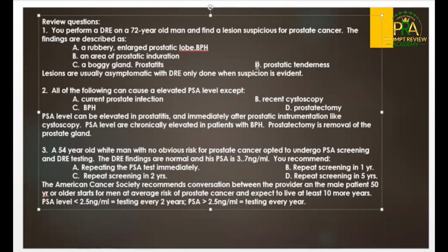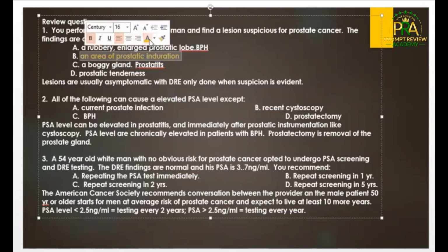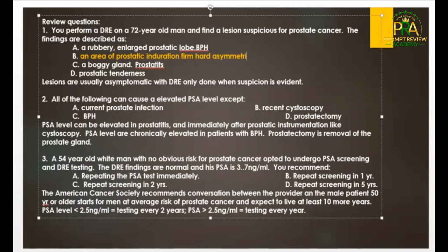Then prostatic tenderness, which is still your prostatitis. So if you go with B, you are correct. So that is anything cancer. Cancer is usually described as what? Firm or hard, asymmetrical, and any induration, that is your cancer. Lesions are usually asymptomatic, with digital rectal examination only done when suspicion is evident.